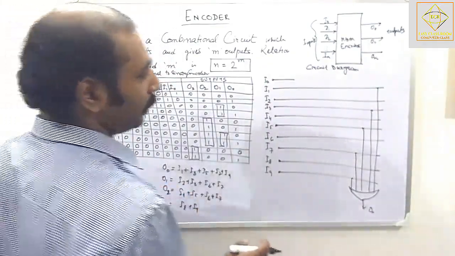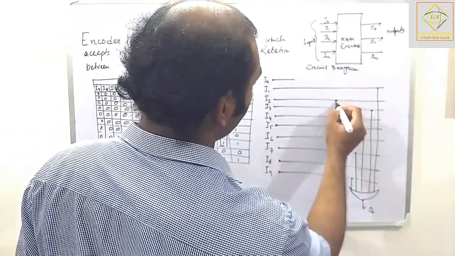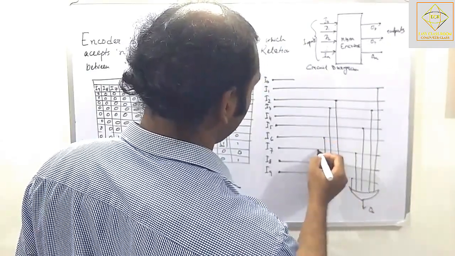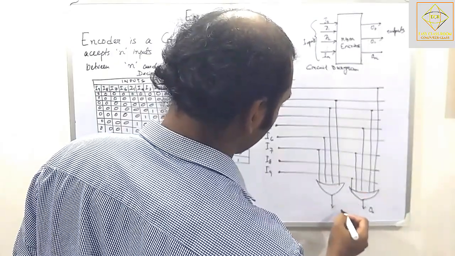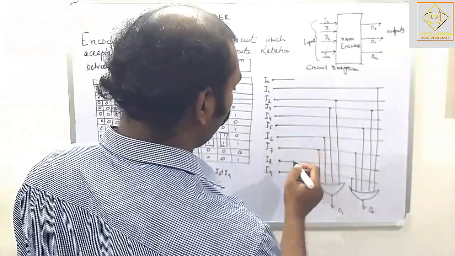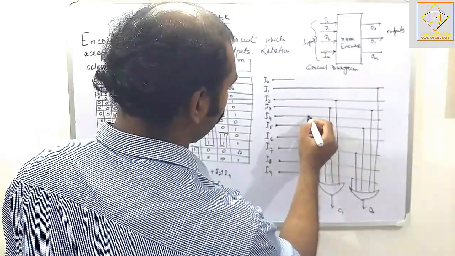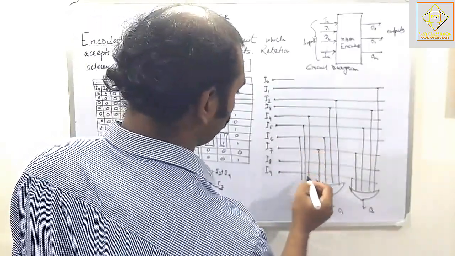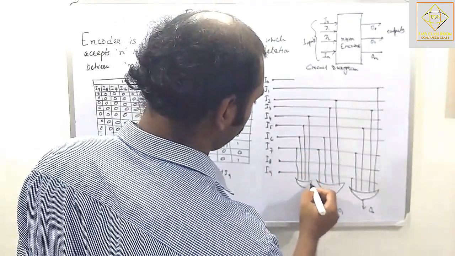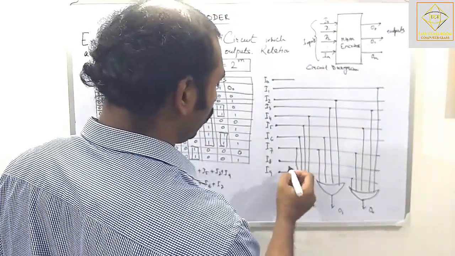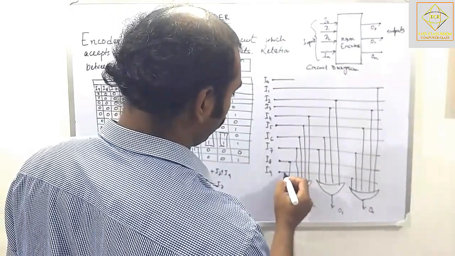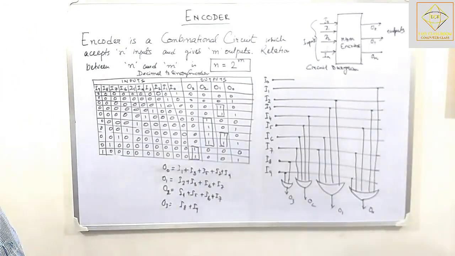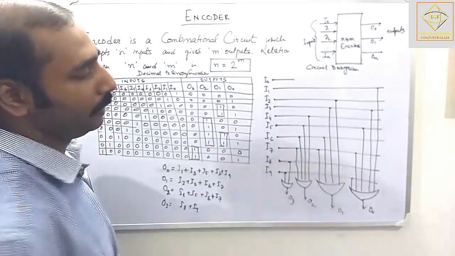For O1, what do we have? I2 and I3, I6 and I7. So we have I2, I3, I6, I7. For O2, what do we have? I4, I5, I6 and I7. And for O3, what do we have? I8 and I9. So this is the truth table of the decimal to binary encoder, and this is our circuit diagram for the decimal to binary encoder.